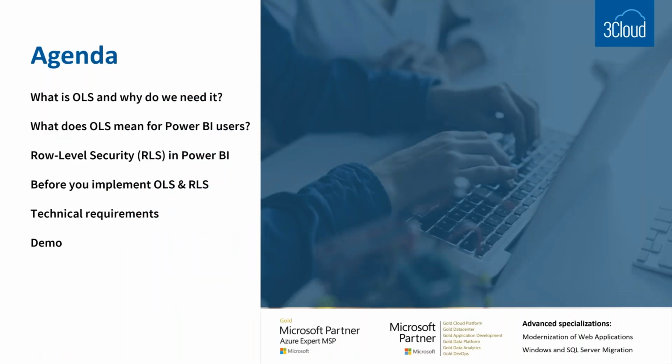Our agenda for today is going to include what object level security is and why we need to talk about it, and what it means for Power BI users. We're going to talk about row level security, and then Brad's going to finish us off with Azure Analysis Services and how that all layers in and how that is implemented in Azure Analysis Services. Okay, and there's going to be a lot of demo time.